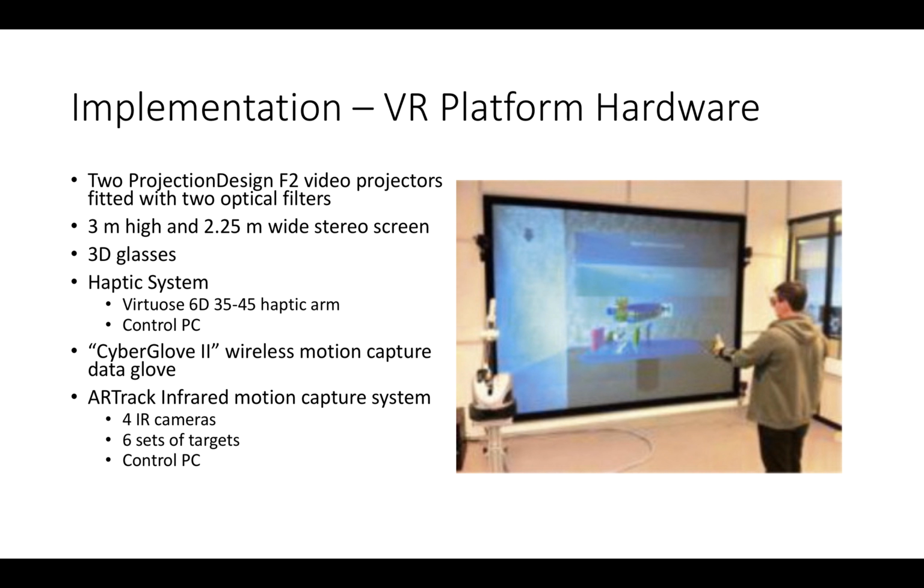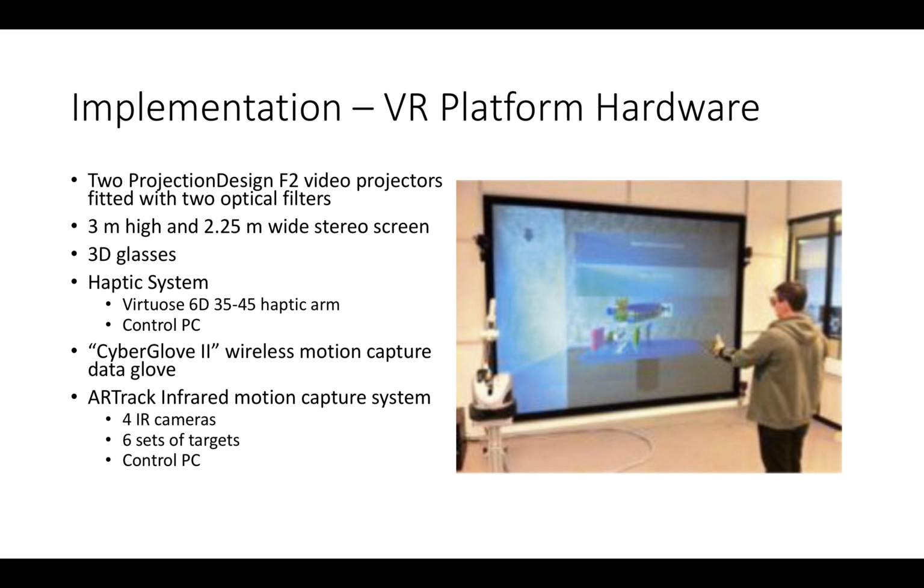The VR platform hardware consists of two projection design f2 video projectors fitted with two optical filters, a 3 meters high and a 2.25 meters wide stereo projection screen, several pairs of 3D glasses. The second component of the hardware is the haptic system. The haptic system is composed of two elements: a virtual 6D 3545 haptic arm and a control PC. The haptic arm is a sensory motor bidirectional interface which allows manipulation by the user and force feedback. For people who are not familiar with a haptic system, think of it like a Wii controller.